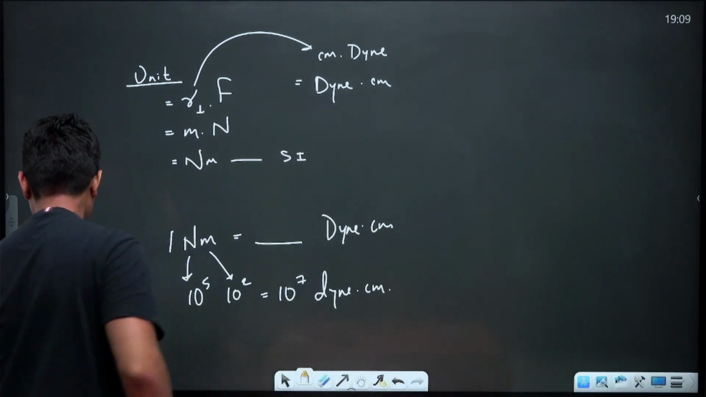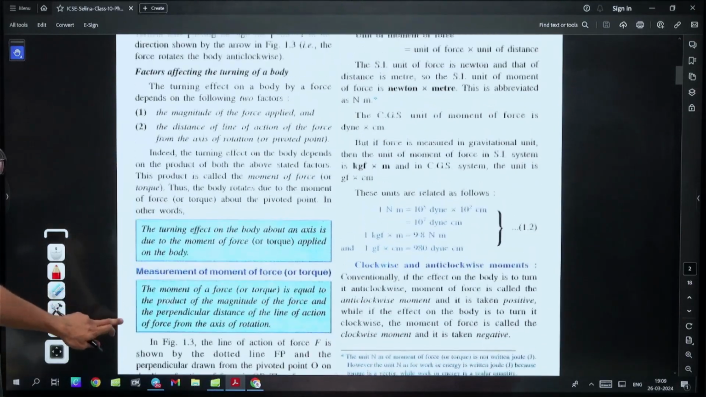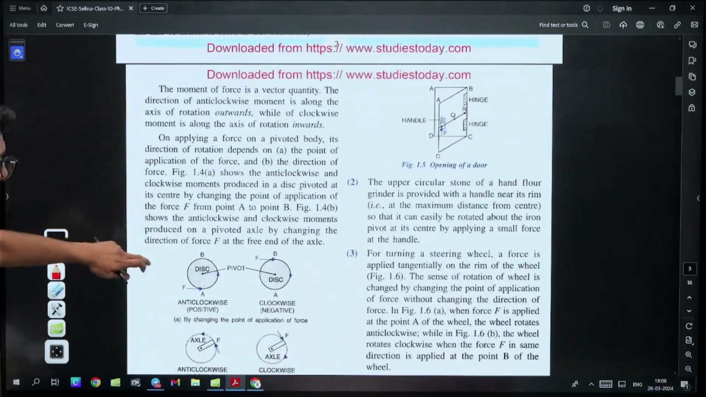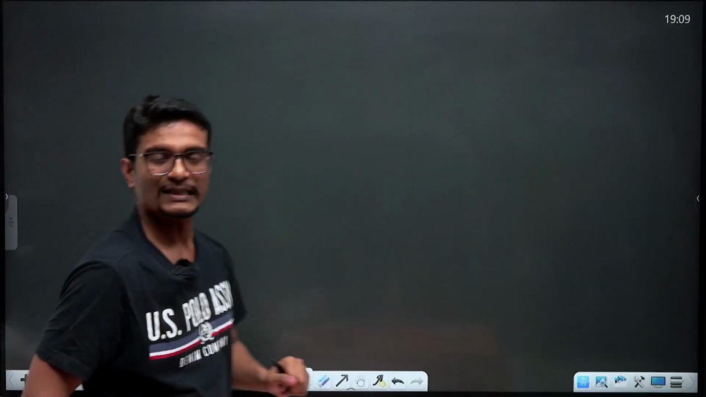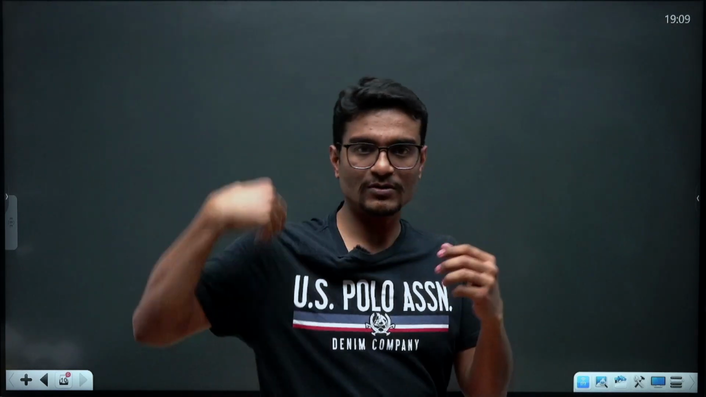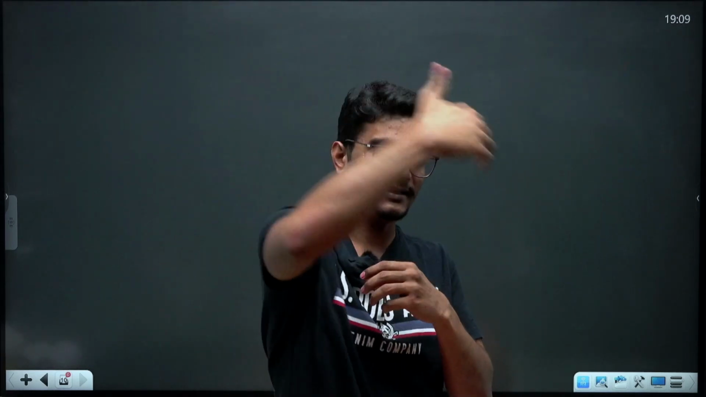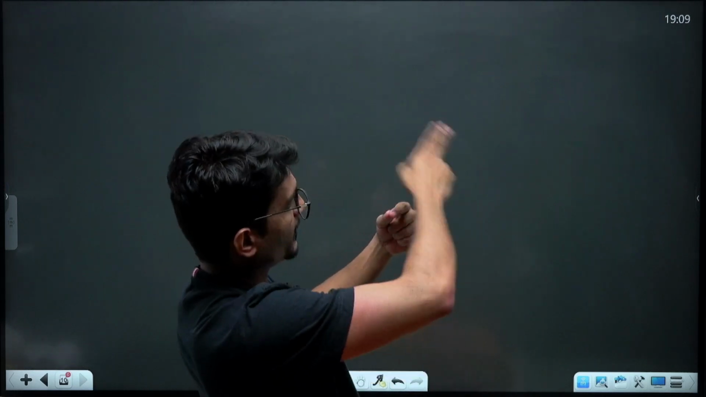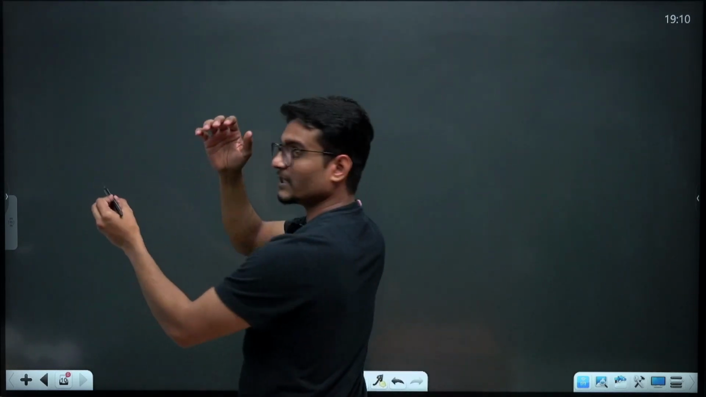Okay, so now let us see the direction. This new term, moment of torque, is obviously a vector quantity, because when it is rotated, it has some direction involved. It can rotate in the clockwise sense or anti-clockwise sense, so it will have a direction. And what is the direction? The direction is given by the right hand rule.